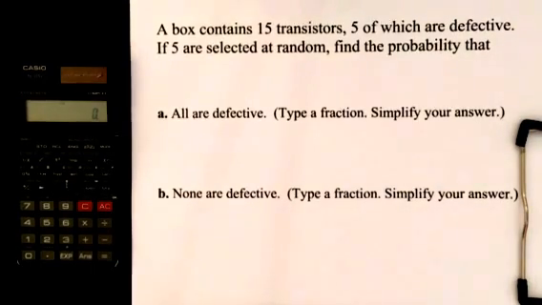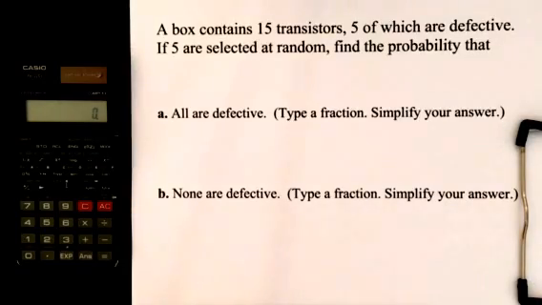This particular problem is not that difficult, except that the worst part about it is trying to reduce the fraction that you get on part B. So we'll work through it, and I'll talk about the reducing when I get to the end of the problem. So let's see, the box contains 15 transistors, 5 of which are defective. 5 transistors are selected at random. Find the probability that part A, all are defective, part B, none are defective.